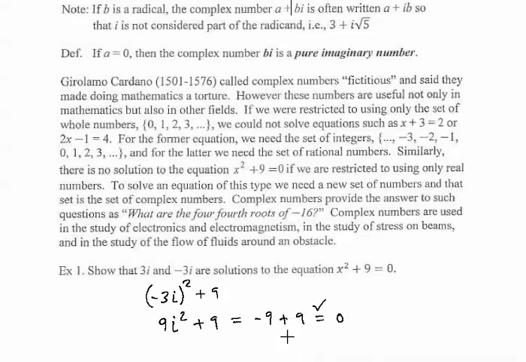So as long as we use our definition from up top, i squared equals negative 1, then these two complex numbers here are solutions to our equation.